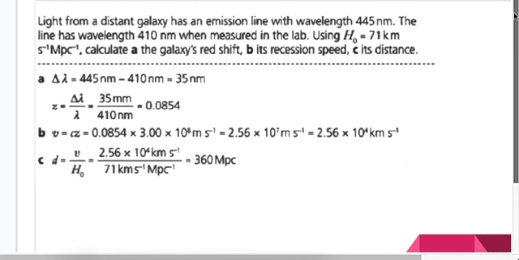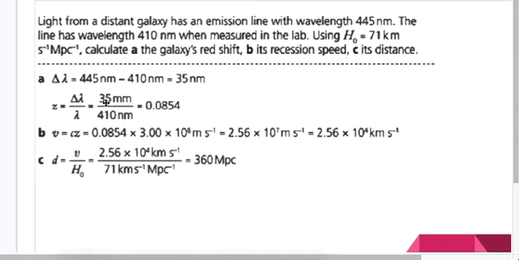For example, it says light from a distant galaxy has an emission line with wavelength 445 nanometers. The line has wavelength 410 nanometers when measured in the lab. Using the Hubble's constant as 71 kilometers per second per megaparsec, calculate the galaxy's redshift, its recession speed and its distance. So you can find the difference in wavelength, 445 minus 410, as 35 nanometers.